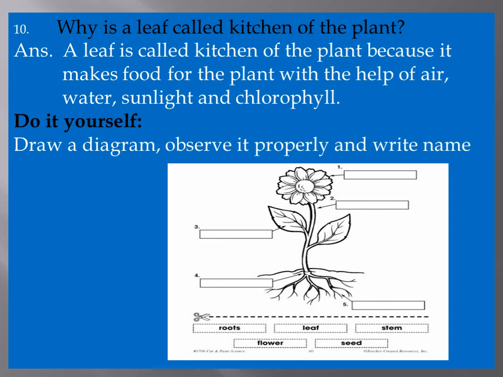10th question. Why is a leaf called kitchen of the plant? The answer is a leaf is called kitchen of the plant because it makes food for the plant with the help of air, water, sunlight and chlorophyll. And the last question, children, you have to do it yourself. You have to draw a diagram, observe it properly and write their names.